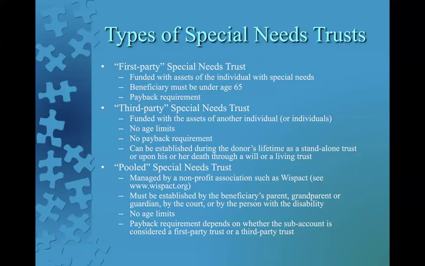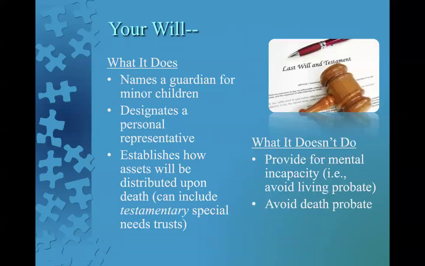So when your child with special needs needs something, a new laptop, an iPad, summer camp, martial arts classes, whatever it is, then you request that, and the money is paid directly to the organization providing those services. This type of trust must be established by the parent or the grandparent or guardian court or by the person with a disability, provided they're able to sign legal documents. No age limits, and the payback requirement, even with a pooled special needs trust, depends on whether it was funded with the individual with disabilities' assets or with a third party's assets. So the same rules apply there with regard to the payback requirement.